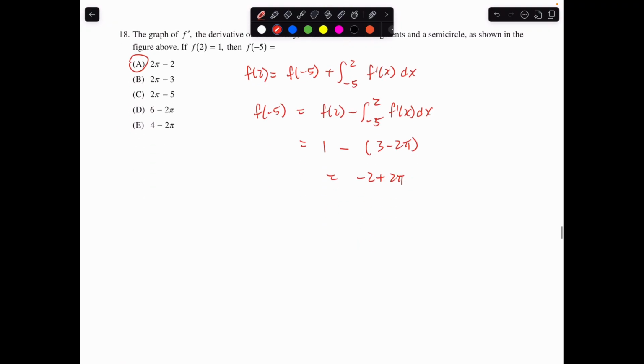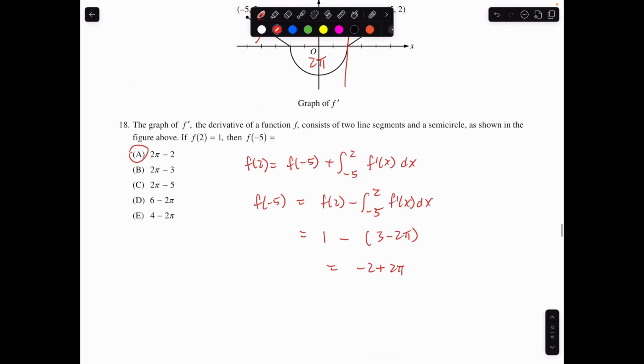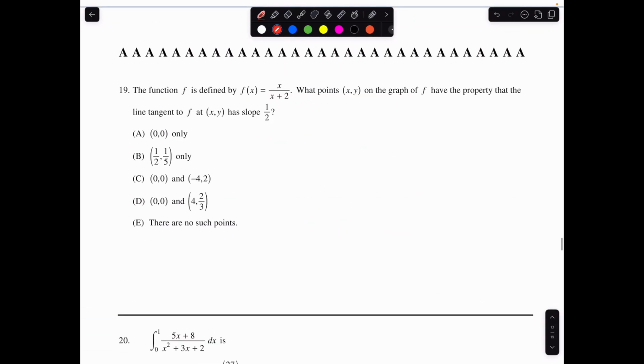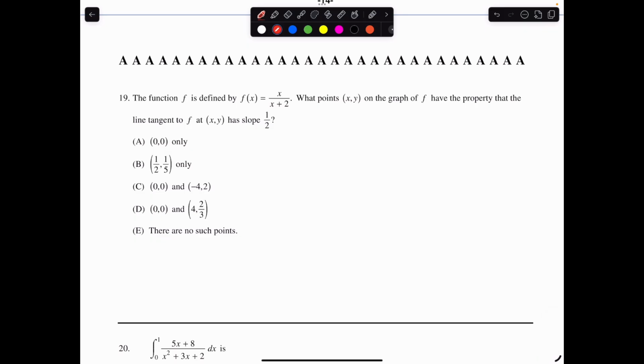All right, this is the accumulation of change, and basically the fundamental theorem of calculus. You have to know that one. All right. The function defined by f has a point x, y with the property that the tangent has a slope of 1/2. So basically we want to find the point at which the derivative is equal to 1/2, because I'm finding the slope of the tangent line. That's basically the derivative. So let's find f prime of x.